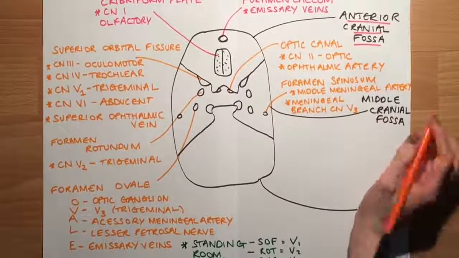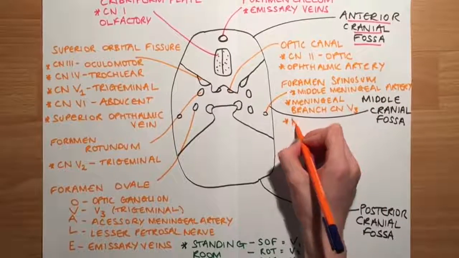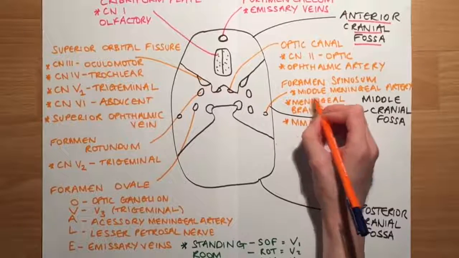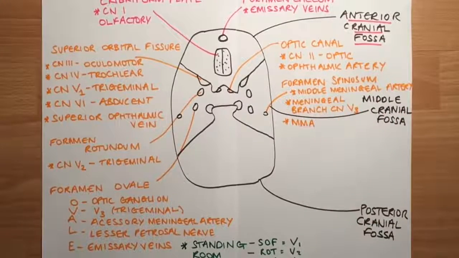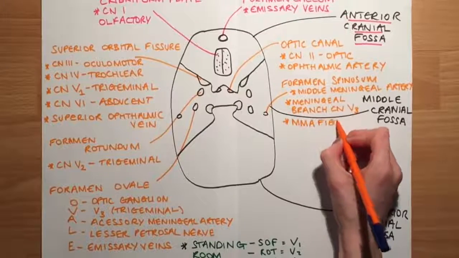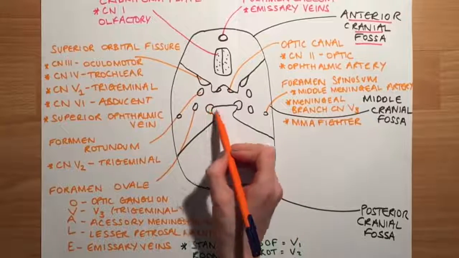Quite a good way to be able to remember this is MMA. So think of MMA fighters, mixed martial arts fighters, so middle meningeal artery. And if you can think about them, when they fight someone, they break someone's spine. So that's spinosum. So MMA fighters breaking someone's spine. So that's how I try and remember this.